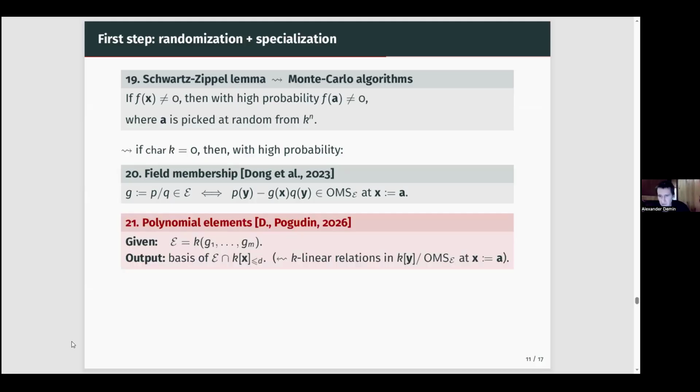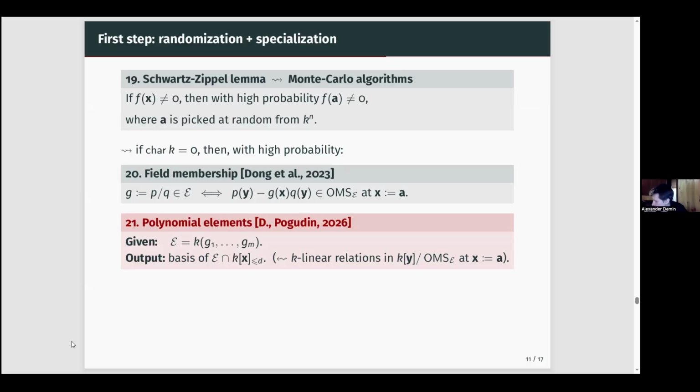Now, the second nice result from the paper is the following. If you recall, previously we had an algorithm that found polynomial relations in the subfield, so relations without denominator. We also adapt this algorithm to be specialized in Monte Carlo. So we specialize X and compute relations among monomials, but now without rational functions.